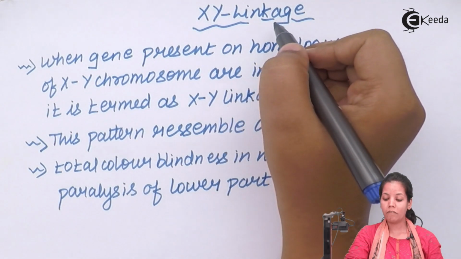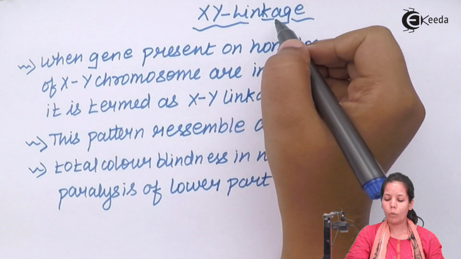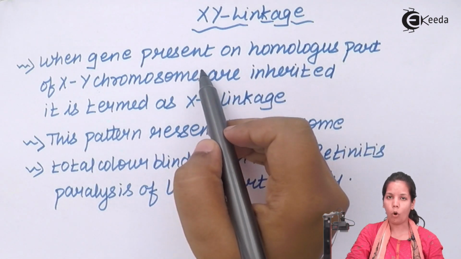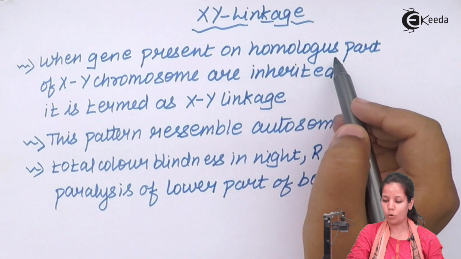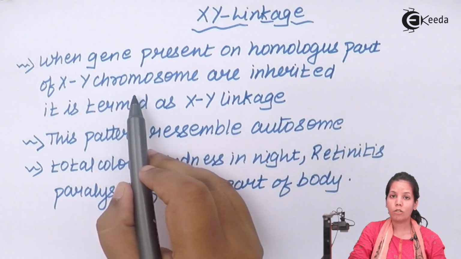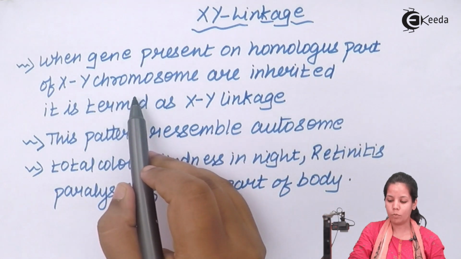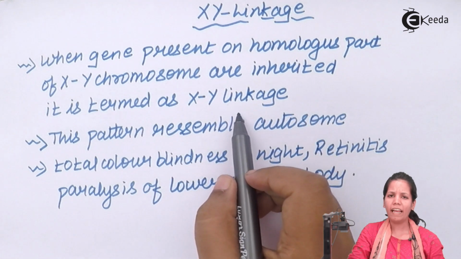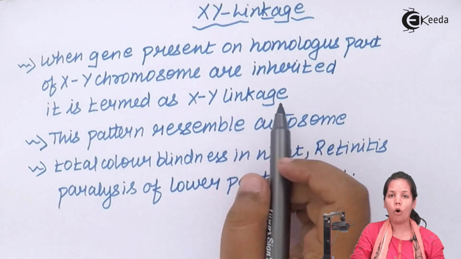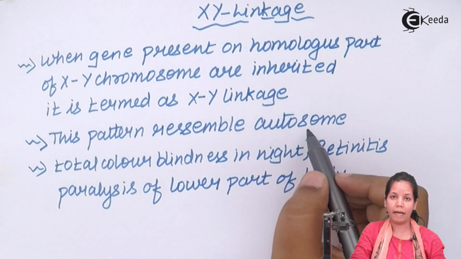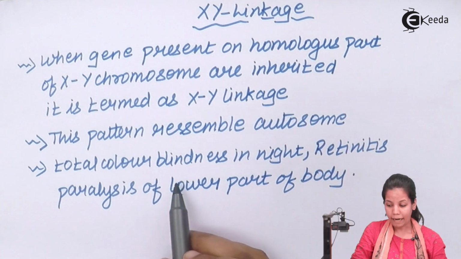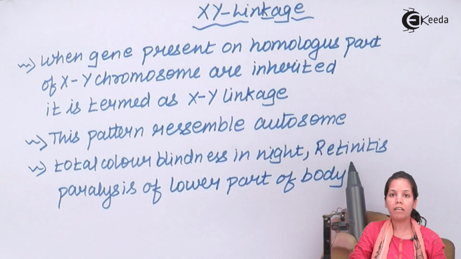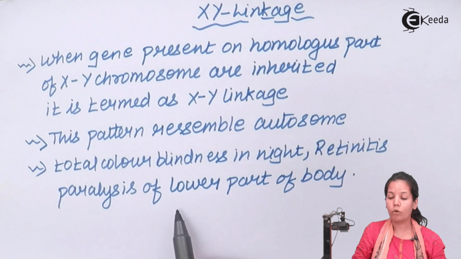Now, if I talk about XY linkage, when genes that are present on the homologous part of the chromosome, which is present on both the X and Y chromosomes, are inherited or passed on, they are termed XY linkage. And XY linkage also resembles your autosomes or somatic chromosomes. Total color blindness, retinitis or inflammation of the retina or disorders of the retina, or paralysis of the lower body are some of the examples of XY linkage.